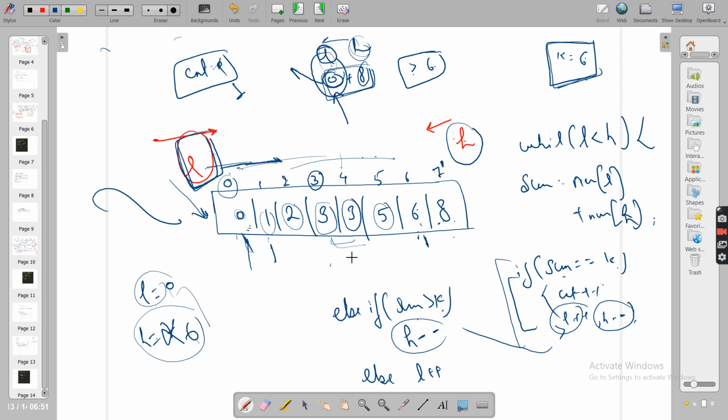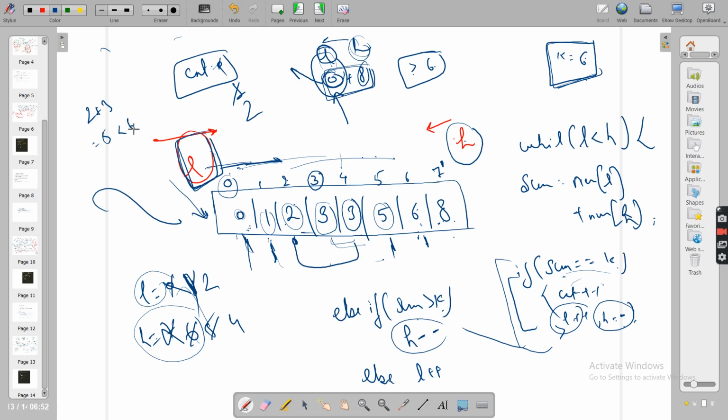So do L plus plus, H minus minus, so 1 and 5. At index number 1 the element is 1 and at index number 5 the element is 5. 1 plus 5, all right, it is also this. So count plus plus, and L plus plus and H minus minus, which is 2 and 4. Index number 2, index number 4. 2 plus 3, guys, which is 5.